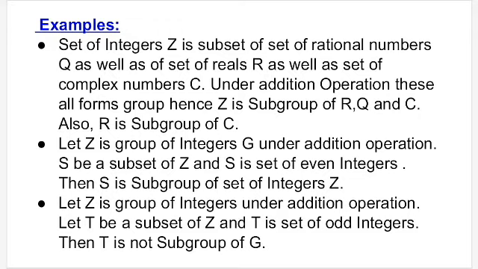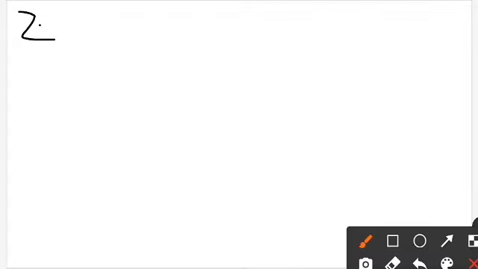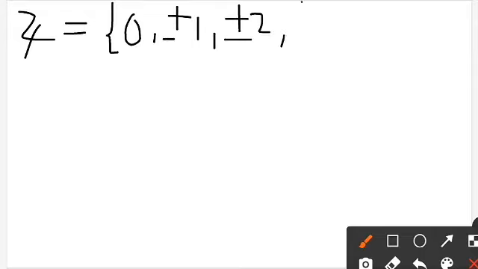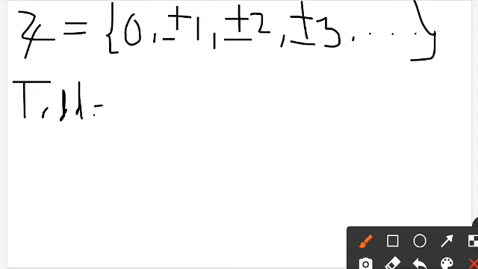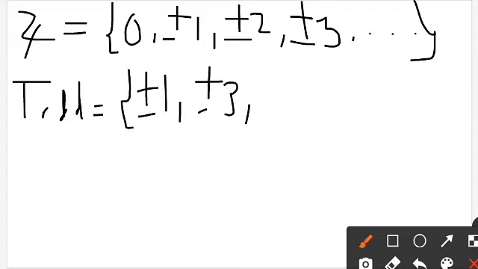The next is, let Z be a group of integers under addition operation and T be a subset of Z and T is the set of odd integers, then T is not a subgroup of G. Let's check. Again we are taking the set of integers Z, which consists of 0, plus minus 1, plus minus 2, plus minus 3 and many more elements, and this time we have taken the set T, which is the set of odd integers, which consists of plus minus 1, plus minus 3, plus minus 5 and many more integers.